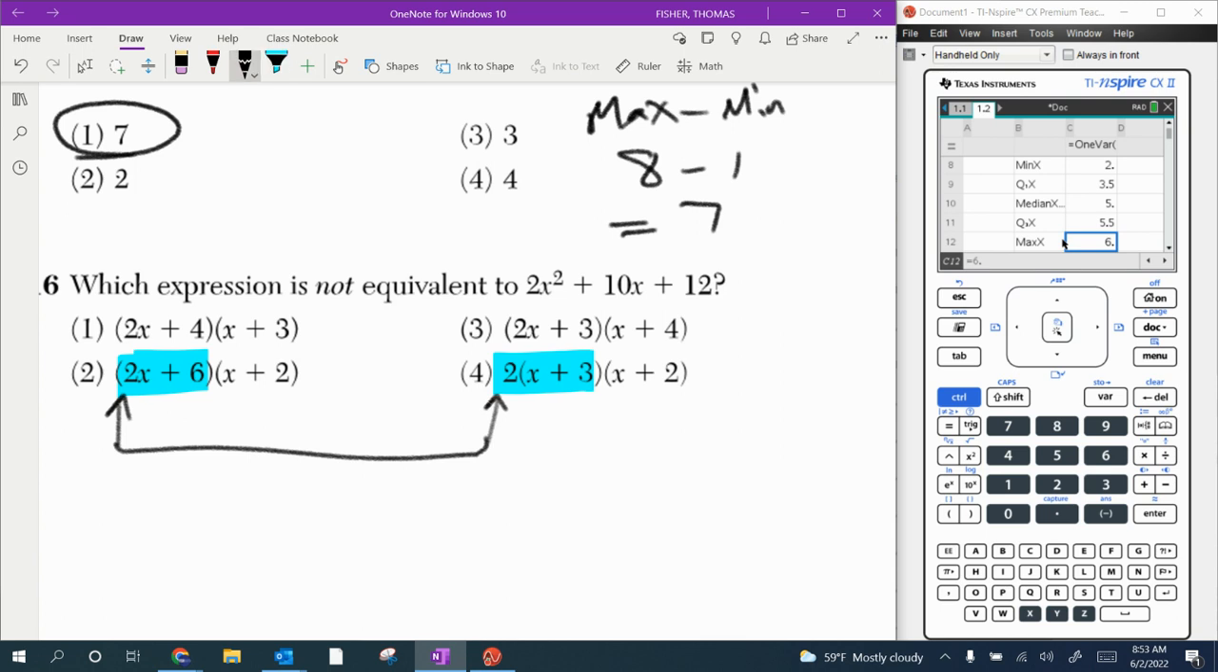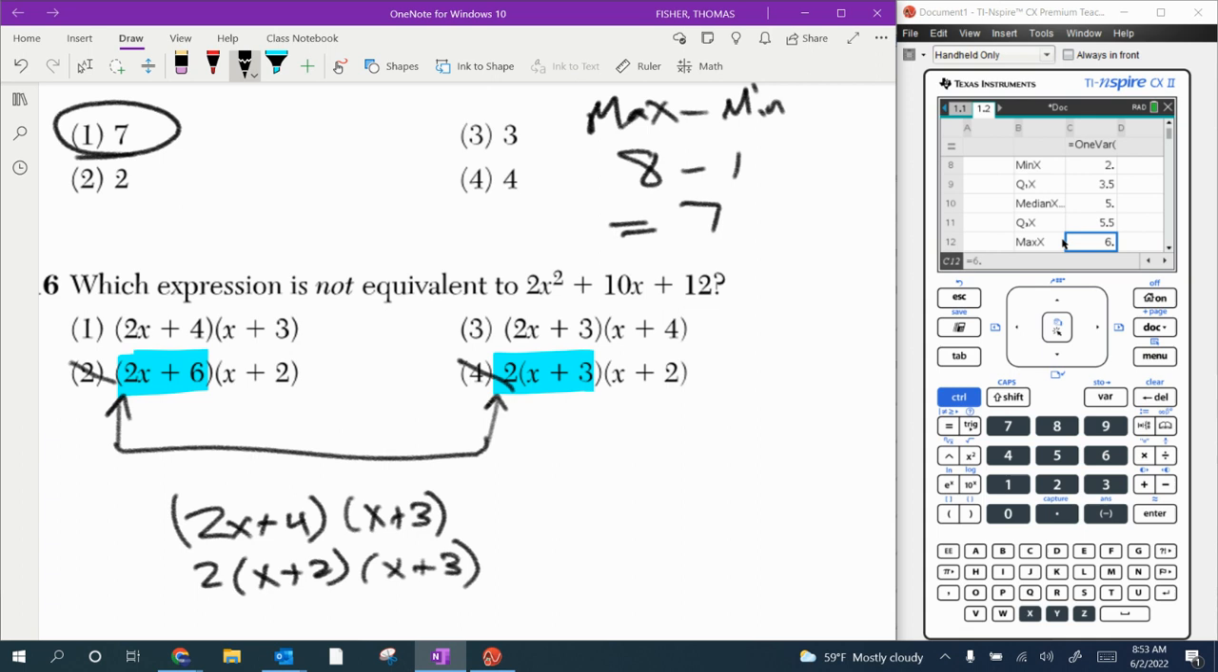So meaning if this one was not equivalent, so would that one because they're both the same. So because they're both the same, we know that they're both not our answer, if that makes sense. Similarly, if you look at choice 1, 2x plus 4 is the same thing as 2 times x plus 2, and there's an x plus 3 on it too. And if you look at this, that's the same thing too. So if all 3 of these things match, then they can't be the wrong one.